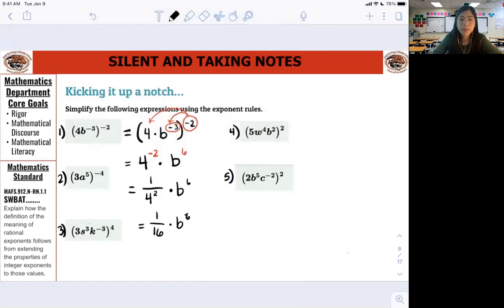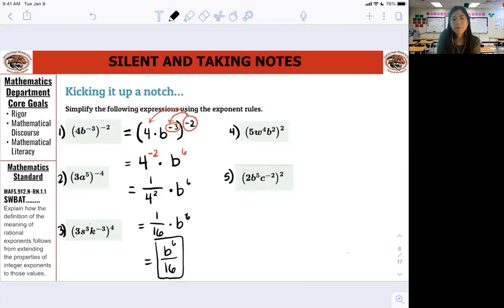And now my last step is I'm just going to mush these together. I can just bring this b to the numerator. So b to the power of 6 over 16. And that's my answer. We're just going to be taking more and more steps in each of these problems. So questions on number 1? I think this is the last page we're going to do today.